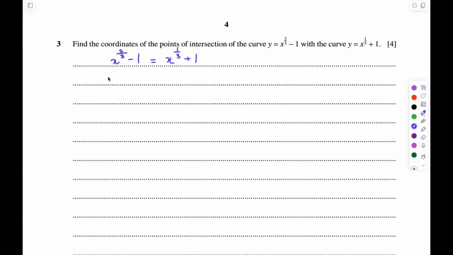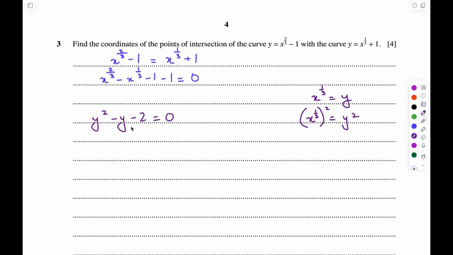Bringing x to the power 1 upon 3 to the left hand side, we can write it as x to the power 2 upon 3 minus x to the power 1 upon 3 minus 2 equals 0. Now, we can use a substitution over here to make the equation simple for us. So let's say we take x to the power 1 upon 3 as equal to y. So x to the power 2 upon 3, which we can write as x to the power 1 upon 3 whole squared, can be written as y squared. So writing this equation as y squared minus y minus 2 equals 0.